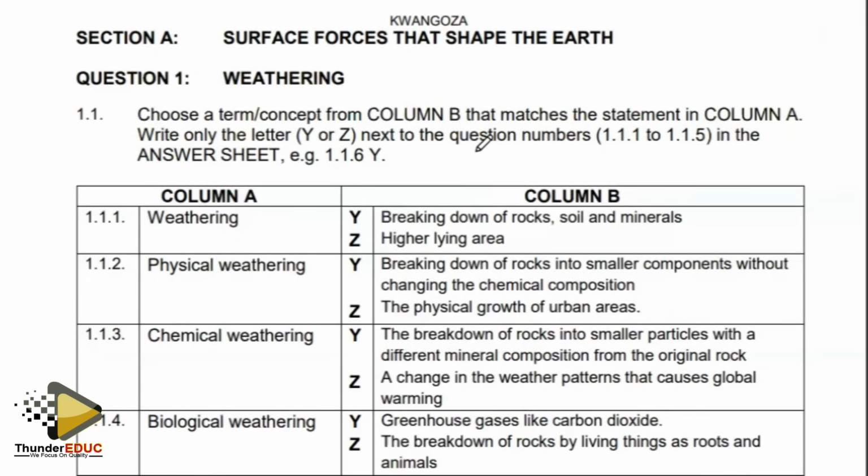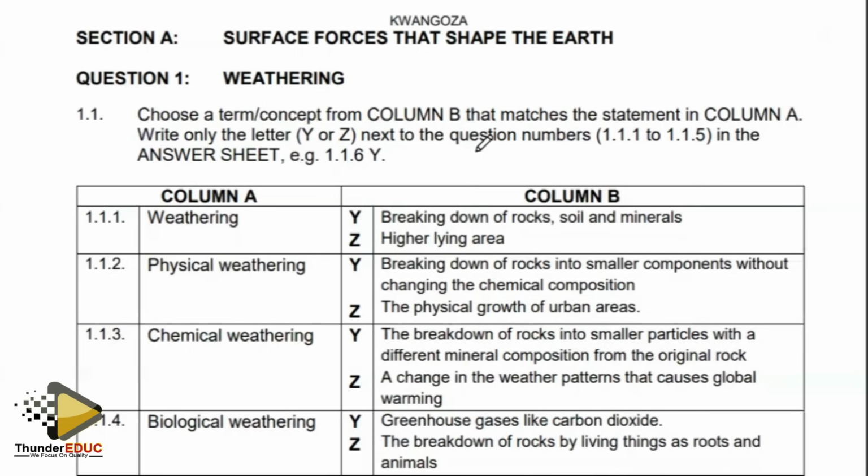Remember, in term 4 the question paper is out of 75. 35 is in section A, which is term 3 work, and 40 in section B, which is term 4 work. In term 3, we talked about weathering, so section A will all cover weathering as a topic.